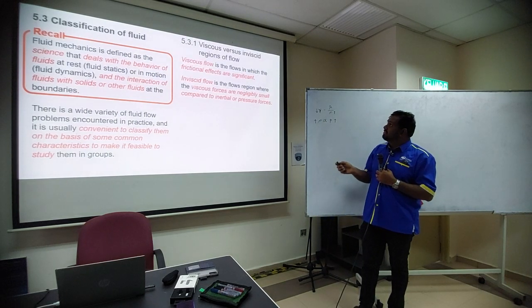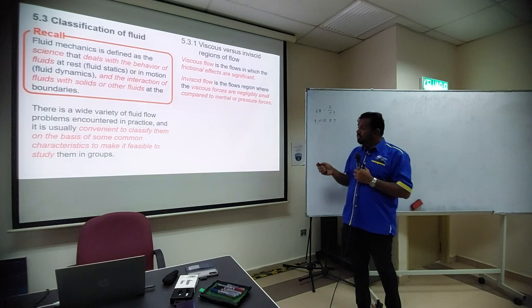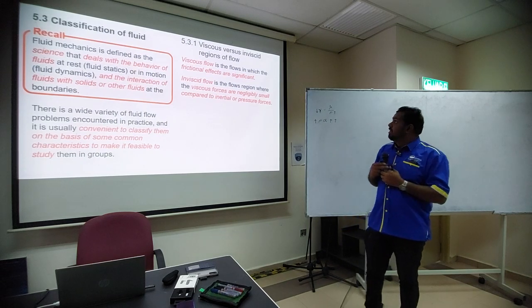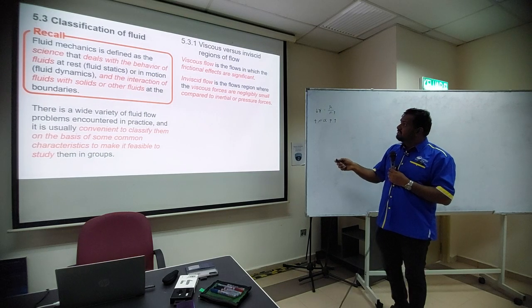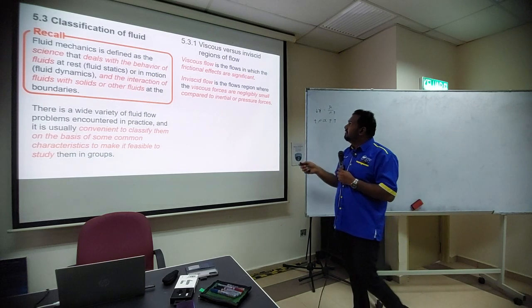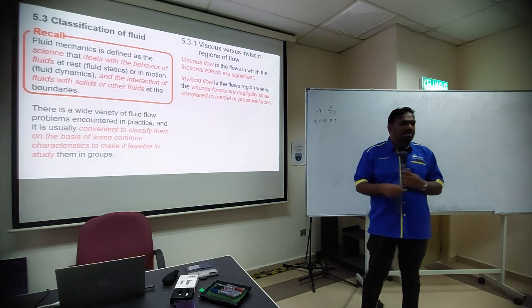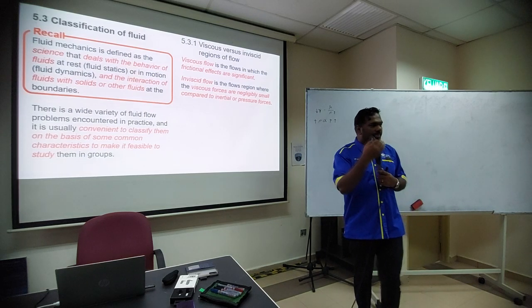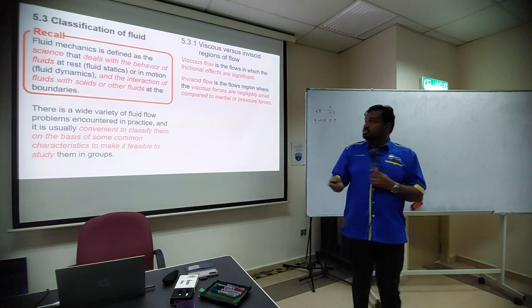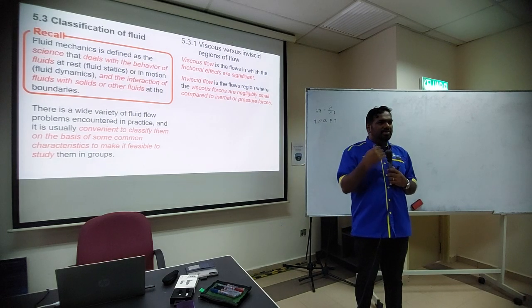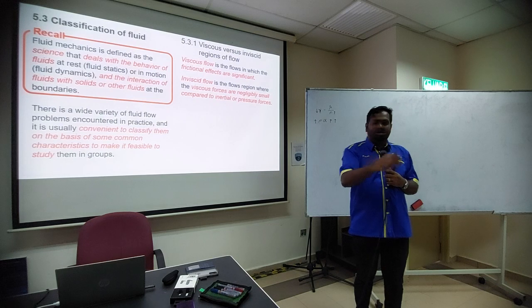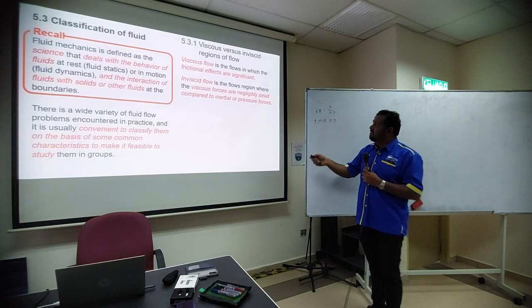Okay, so viscous versus inviscid regions of flow. There are two types of region. Viscous flow is the flow in which the frictional effects are significant, like the earlier no slip condition. We can see the frictional effect is very significant because it can stop the flow at one point. So we know that is a viscous flow.